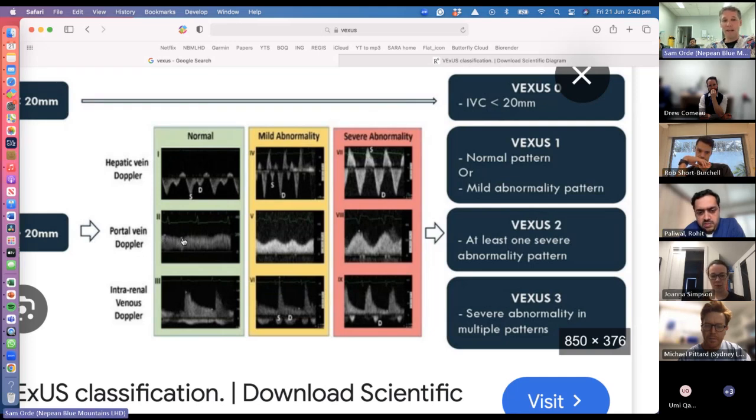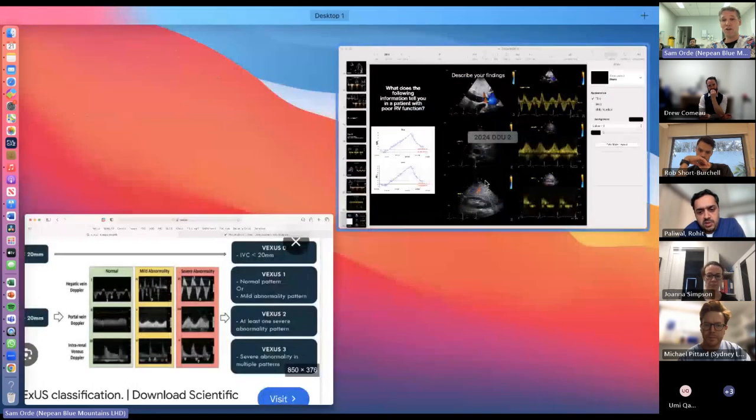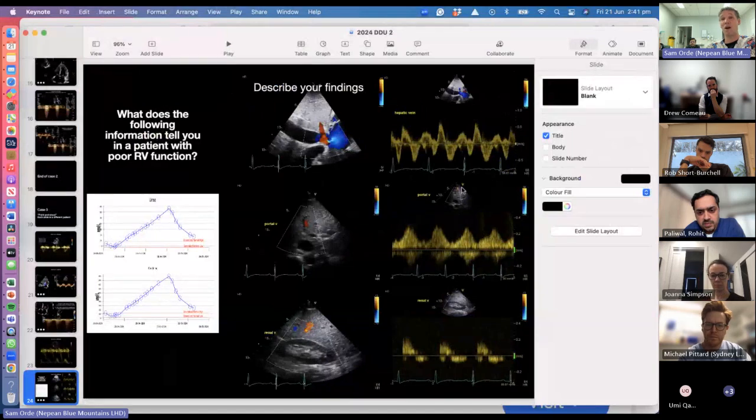Portal vein is normally linear. So what I showed you was markedly abnormal, and it was one of these. I think it's probably this one here. So you can also get it with cirrhosis, but this is markedly abnormal, and it's flow above the line.